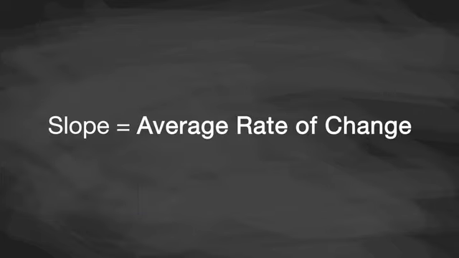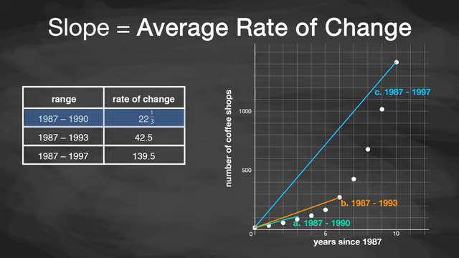What do these average rates tell us about how the company was growing during this time period? The average rate of change during the first 3 years was 22 1/3 stores per year. During the first 6 years, the average rate of change was 42.5 stores per year. During the first 10 years, the average rate of change was 139.5 stores per year.